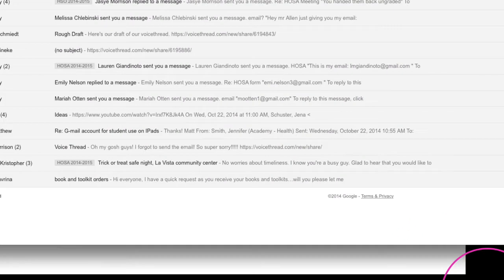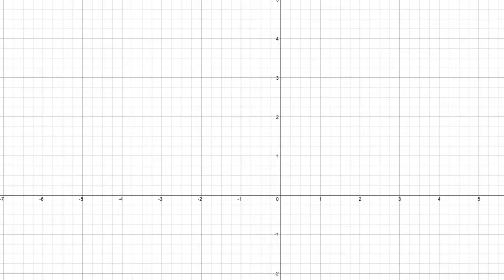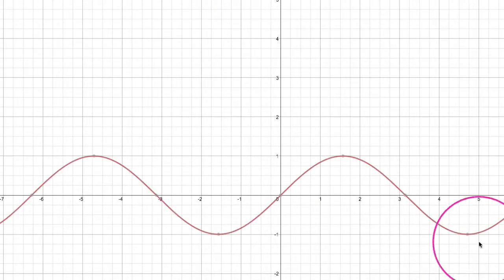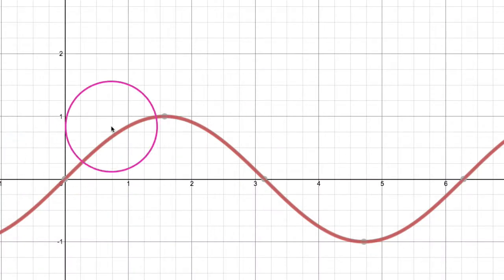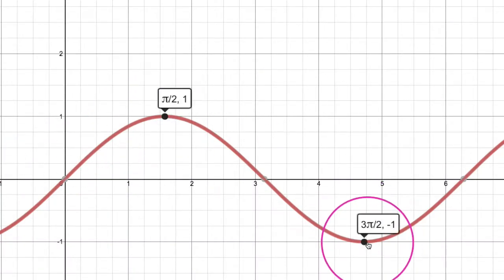If we were to actually graph this, and I have a graphing calculator open here, we say y equals sine of x. We know what sine of x looks like here. Let's go ahead and zoom in a little bit. We know that it has an amplitude of 1, so it goes up to 1 and down to negative 1. Let me put this in projector mode here. So up to 1 and down to negative 1.